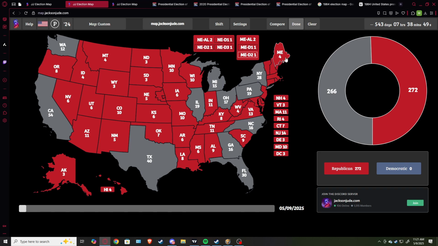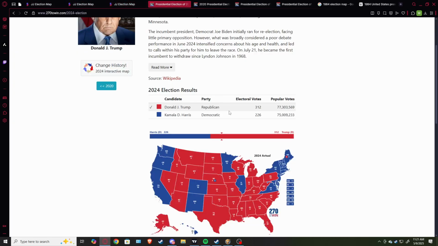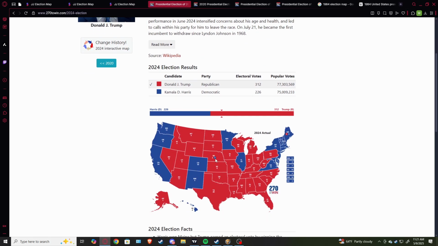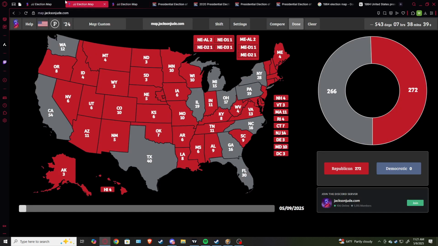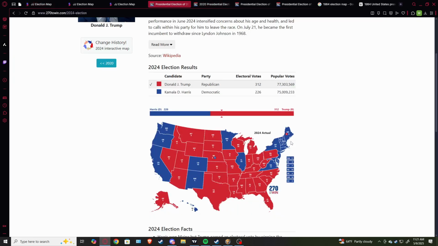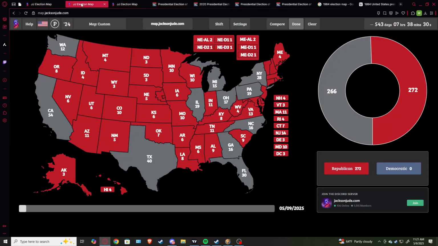So for instance, if we look at this election, you'll see that Nebraska has one Democratic vote representing this district. Where'd it go? This district right here. Nebraska's second, and then Maine has one Republican vote representing Maine's second district, this one right here.